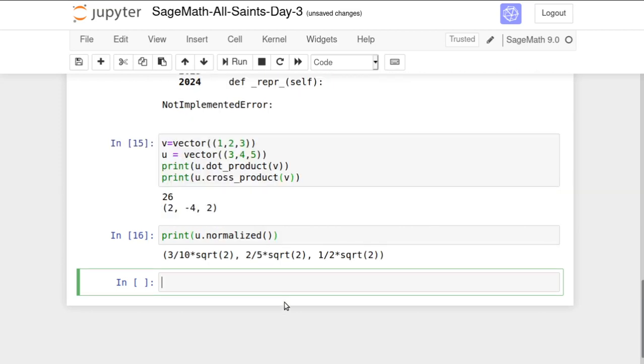So we get 3 by 10 root 2, 2 by 5 root 2, 1 by 2 root 2 as the normalized vector. Okay, if you want to see this vector plotted, that also can be done. Suppose that we want to see where exactly this u is lying and where this normalized vector is lying. There is an easy way to plot that. You need to just plot u dot plot. That's it. Or plot u, whatever.